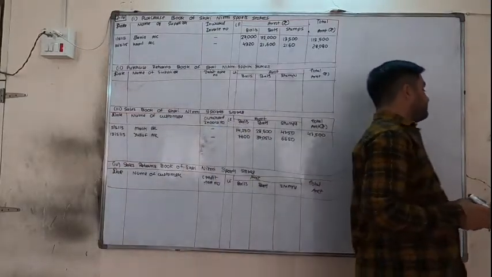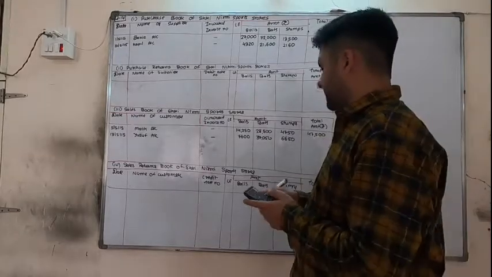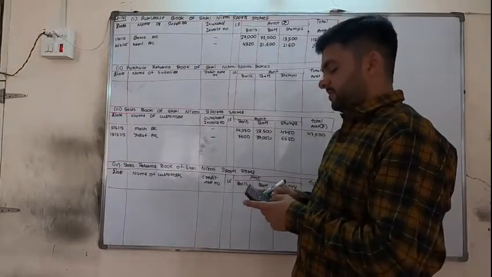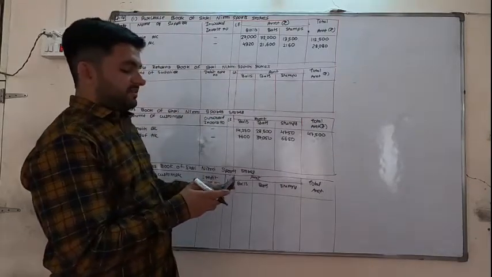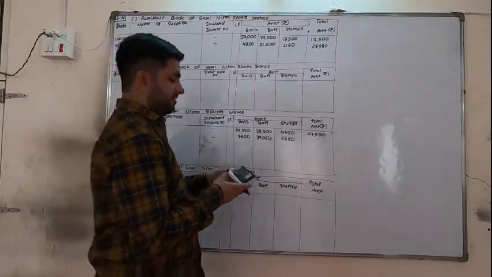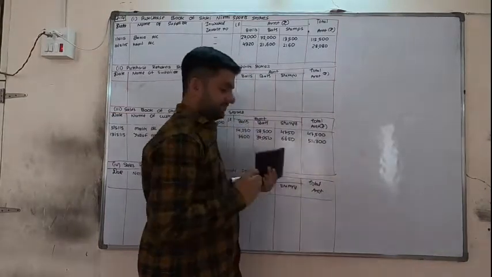Okay, let me check once. 10 stumps at 700 per pair minus 5% trade discount, 6,650. Now 7,600, 37,050, 6,650 is 51,300.